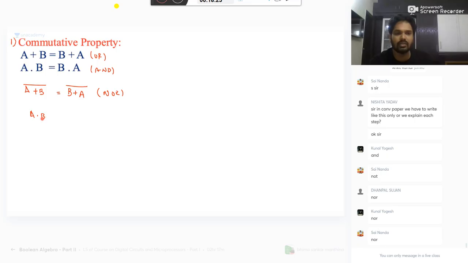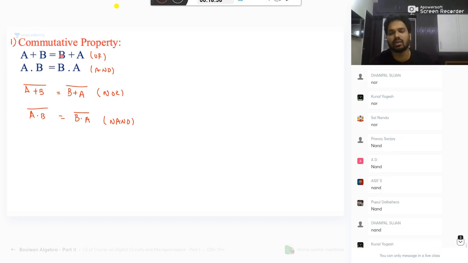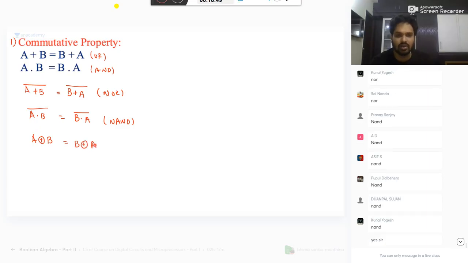Similarly, A into B complement is equal to B into A complement. That is what we call inversion of AND. We represent it with NAND. Two more special functions are there that we will be discussing in the next continuation of this class or tomorrow's class: XOR and XNOR. This is the symbol for XOR. We will discuss this, don't worry. Everything we will be discussing clearly, all your logic functions.